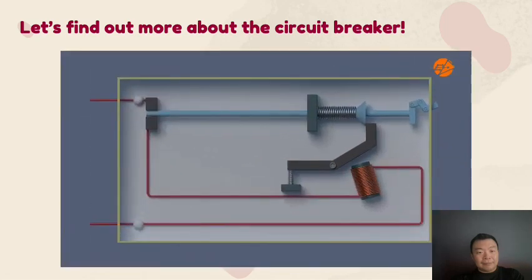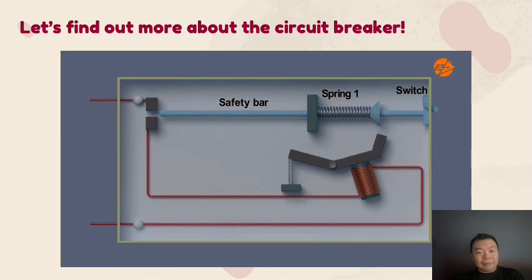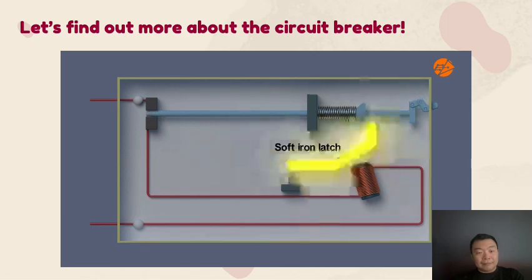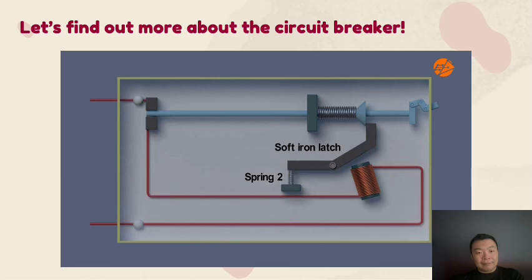A circuit breaker contains the switch we see from outside the circuit breaker, which is attached to the safety bar with spring 1. This spring makes the safety bar move out to break the circuit when the iron latch is released. A soft iron latch with spring 2. This spring locks the safety bar in position under normal working condition.